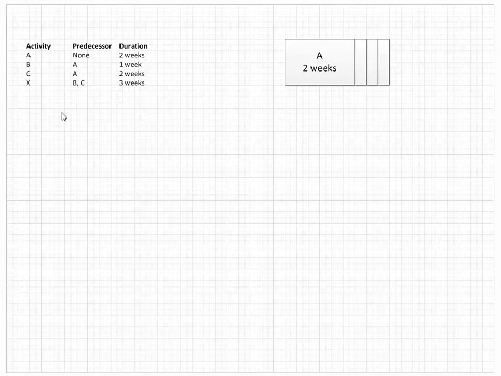generic activities. And as you can see, these activities may have predecessors, which is activities that have to come before that activity, and they each have a duration. So let's construct the network diagram.